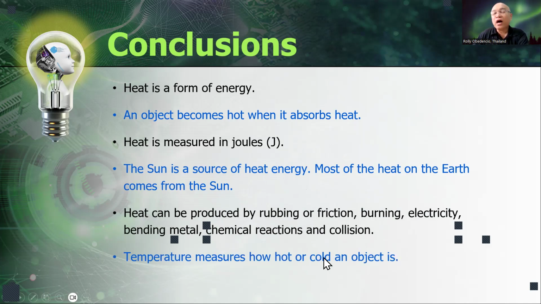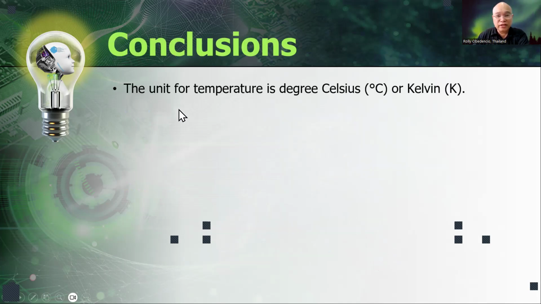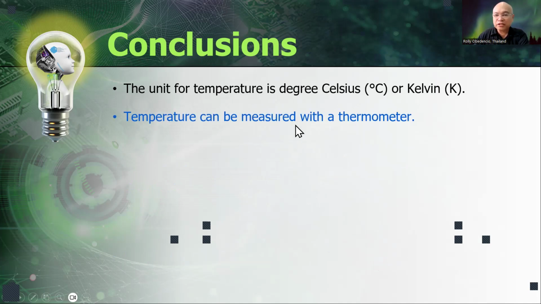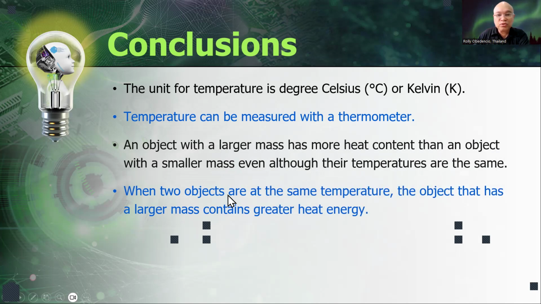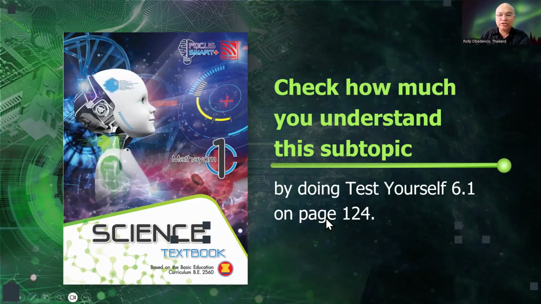Temperature measures how hot or cold an object is. Conclusions: the unit for temperature is degrees Celsius or Kelvin. Temperature can be measured with a thermometer. An object with a larger mass has more heat content than an object with a smaller mass, even though their temperatures are the same. When two objects are at the same temperature, the object that has a larger mass contains greater heat energy.